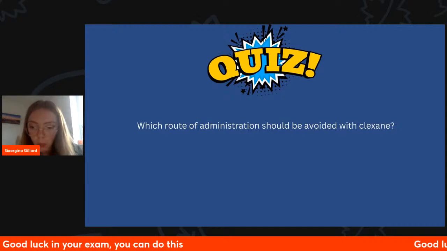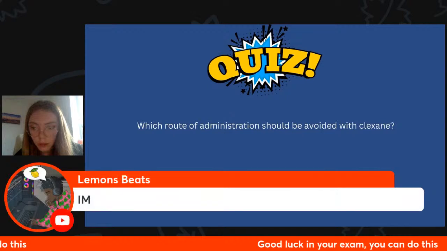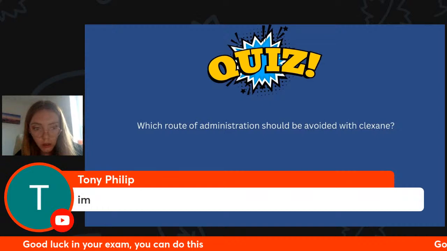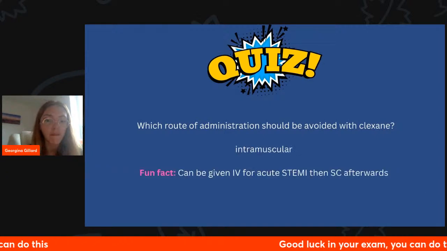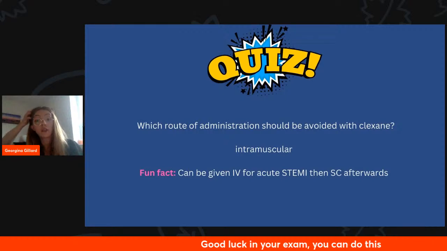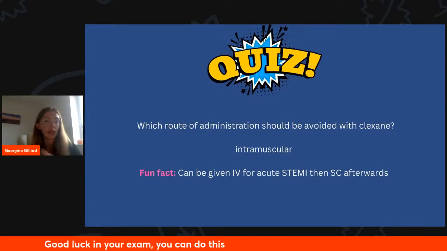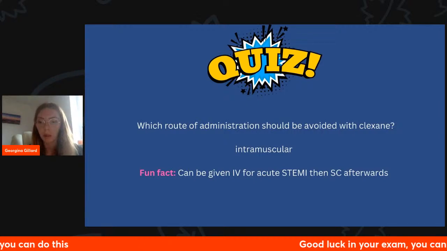Fantastic. Getting answers straight away. So Shilpa says IM. Yes, we're getting intramuscular. Ahmed says intramuscular. Nicole, Tony, fantastic. All saying intramuscular. That is the correct answer, because patients who have acute STEMI, we can actually give Clexane intravenously initially, and then we can put them onto a subcut route afterwards.